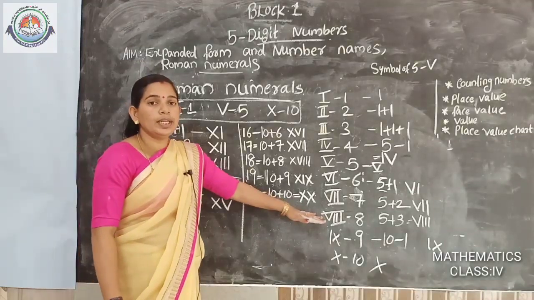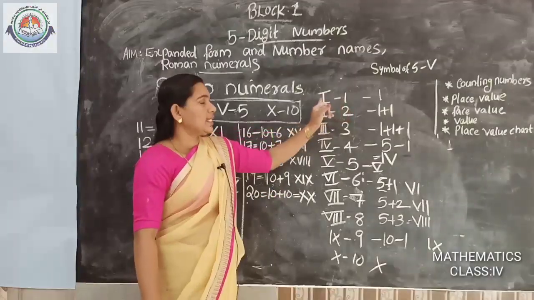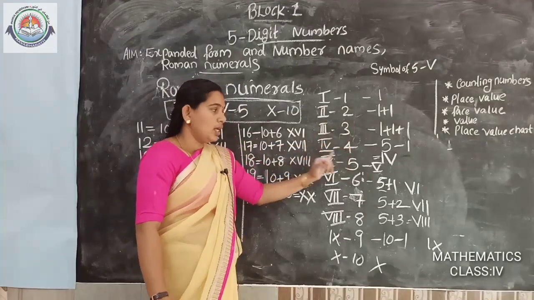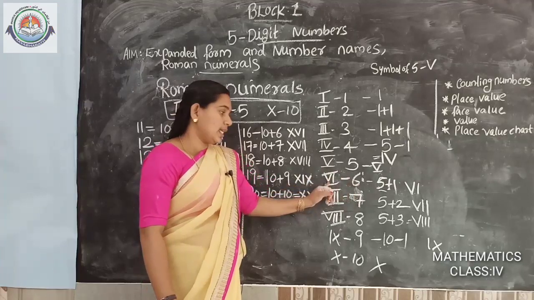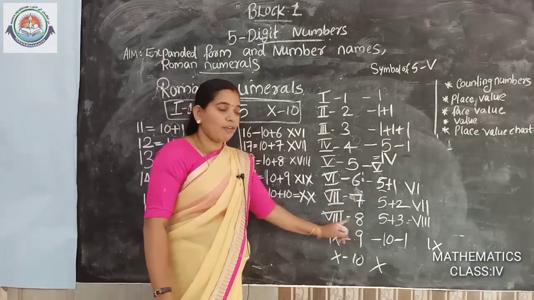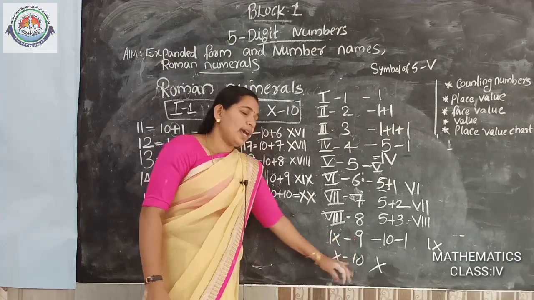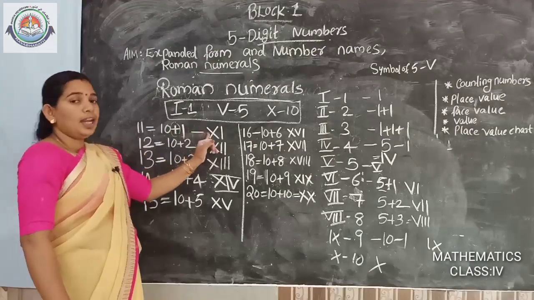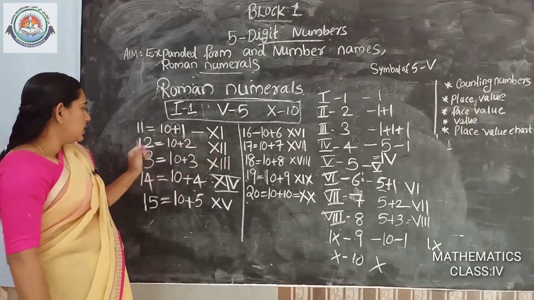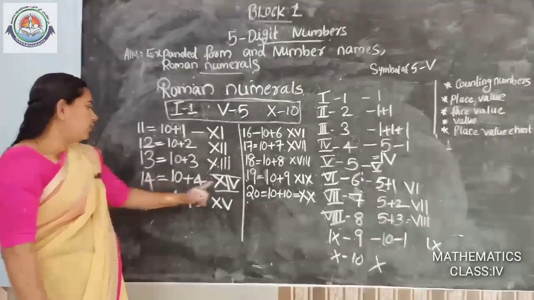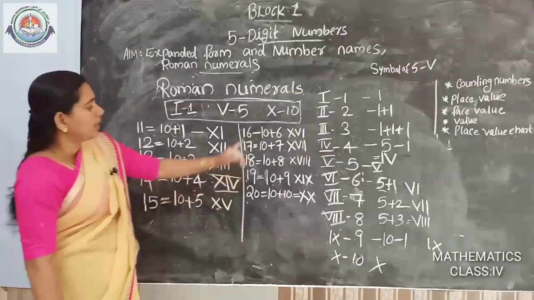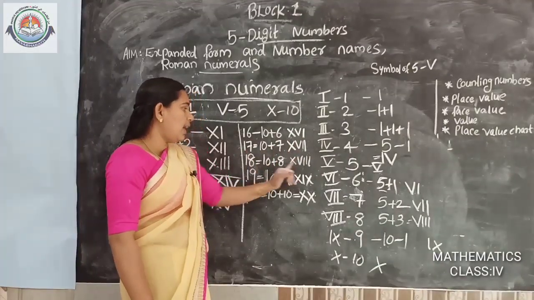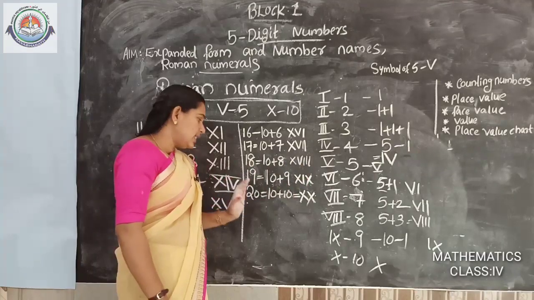2 tens, 20. So the symbol of 1 is this, symbol of 2, symbol of 3, symbol of 4, symbol of 5, symbol of 6, symbol of 7, symbol of 8, symbol of 9 and symbol of 10. From this we are writing symbol of 11, symbol of 12, symbol of 13, symbol of 14, symbol of 15, symbol of 16, symbol of 17, symbol of 18, symbol of 19 and symbol of 20.